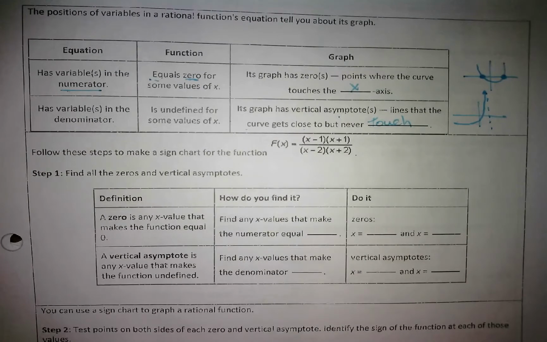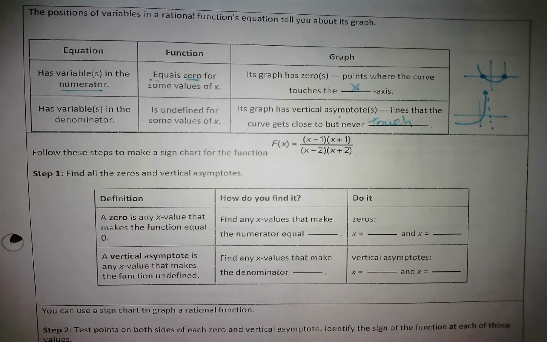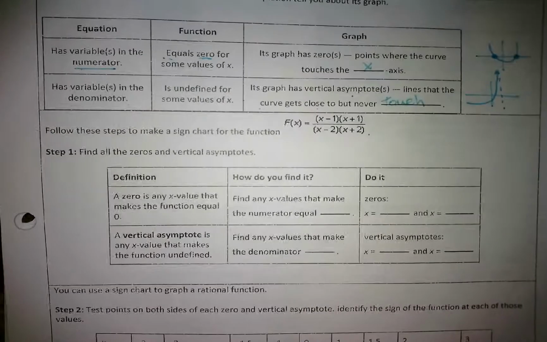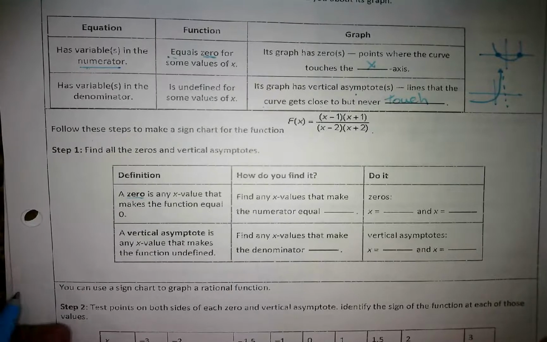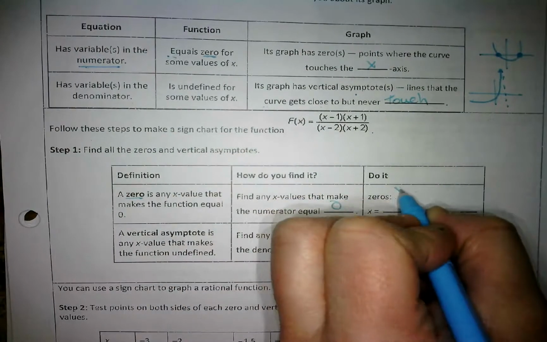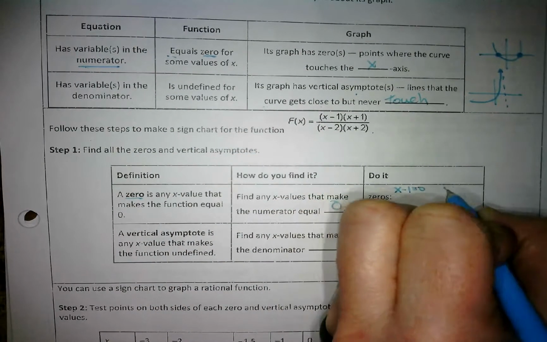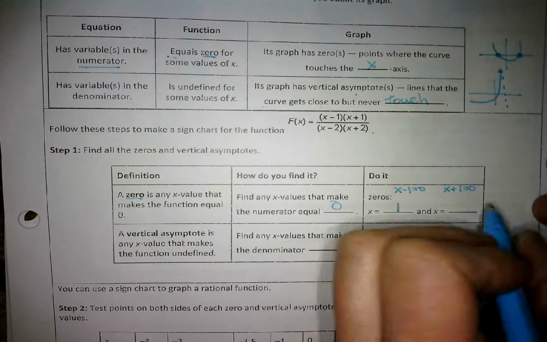It says to make a sign chart for the function. This is just a way to graph it. You can do it this way, or you can do it a different way. This way's pretty easy. The first thing, we're going to find any x values that make the numerator equal to 0. In other words, we're going to have x minus 1 equals 0 and x plus 1 equals 0. If we need to factor it first, we're going to factor it first. So here we get x equals positive 1 and x equals negative 1.